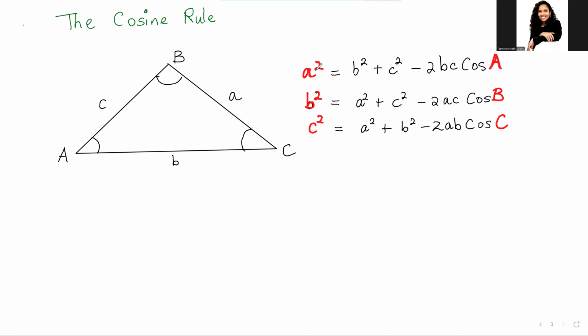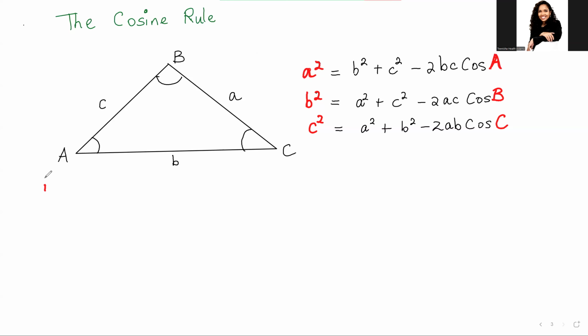Notice I highlighted the fact that if you're trying to find a, we're going to use the rule that starts with a, where a is the subject. And whatever side is the subject, that would be the angle that you're using in the cos of it. So just like the sine rule is used in certain circumstances, the cos rule is also used in certain circumstances. First, we're going to look at when you need to find an unknown side.